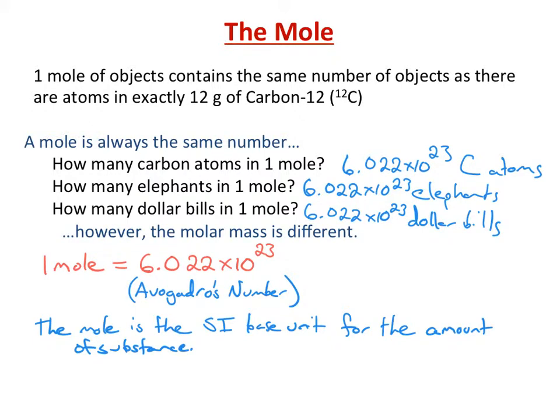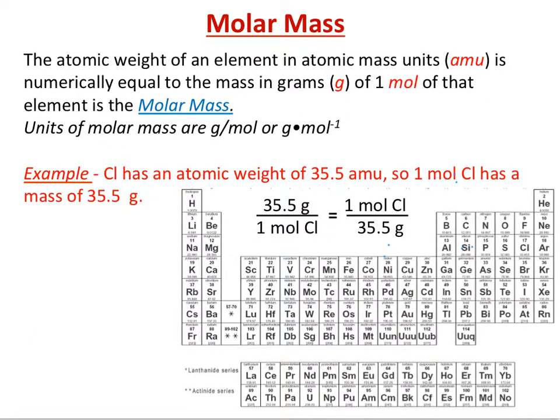And so if we were to use this and understand that when we talk about the atomic weight of an element, we know that this is in atomic mass units. And if I asked you what was the atomic mass of chlorine, a single chlorine atom, you would look at chlorine on the periodic table. You would look at the number below it, which is 35.5 atomic mass units.